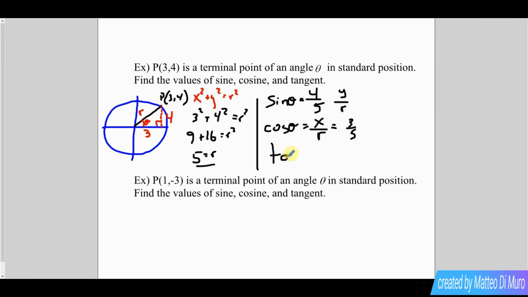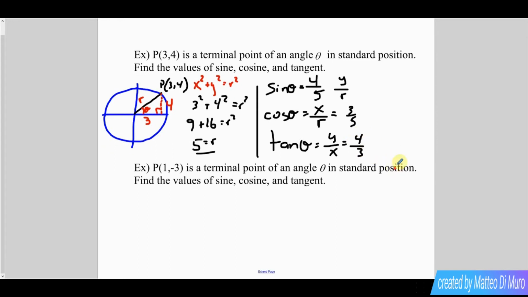And tan theta, the ratio, again, we used to say, hey, that's opposite over adjacent, but now we say that's y over x. So try to get used to that new language. So that's 4 over 3. Boom, done. All right, let's do another one.